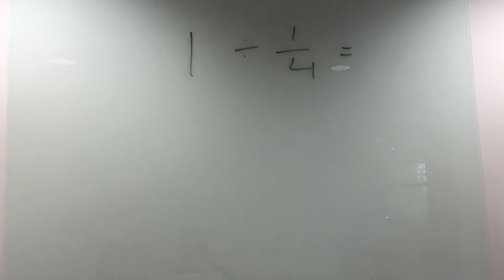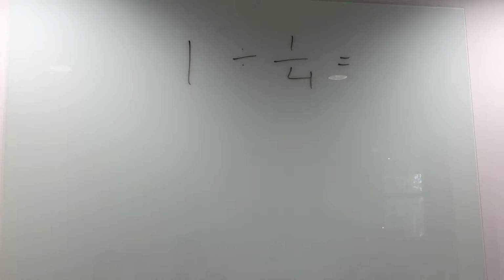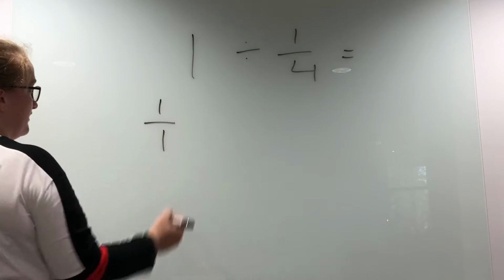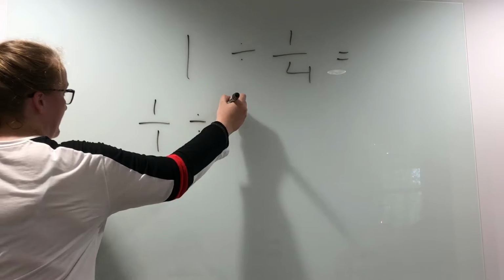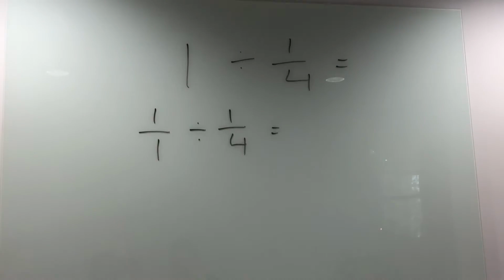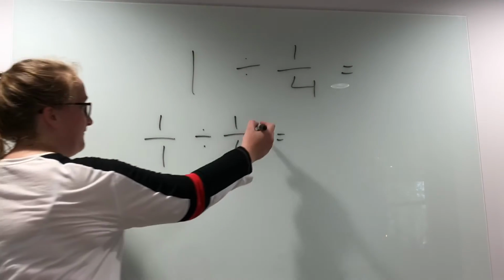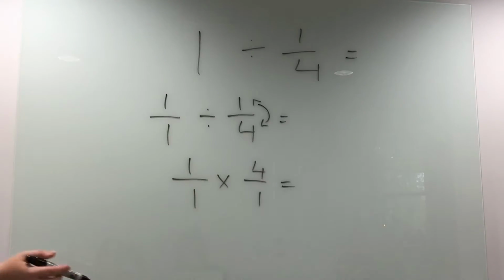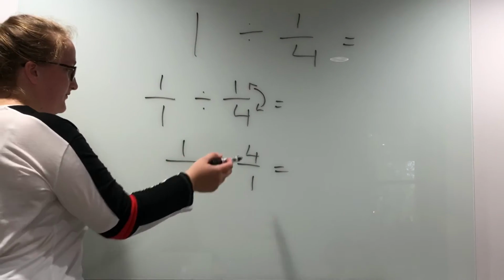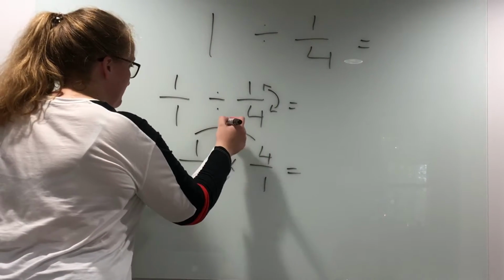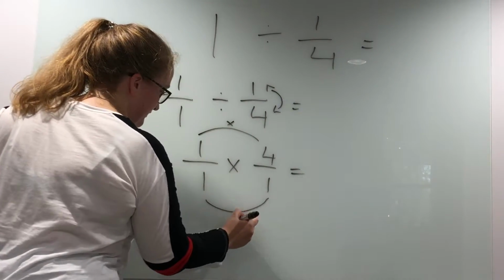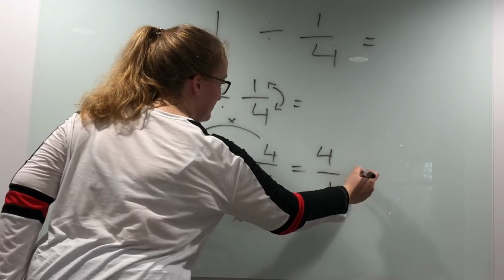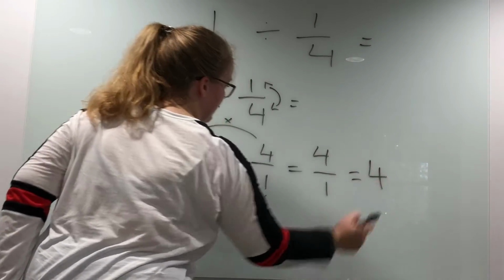So our next example is 1 divided by 1/4. So first of all, we need to make this number into a fraction as well. That's the same as 1 over 1 divided by 1/4. So next, all I'm going to do is flip our second fraction and then times them together. Our actual sum is going to be 1 over 1 times 4 over 1. So we're going to times the numerators together and times the denominators together. So we'll end up with 4 over 1, which is equal to 4.